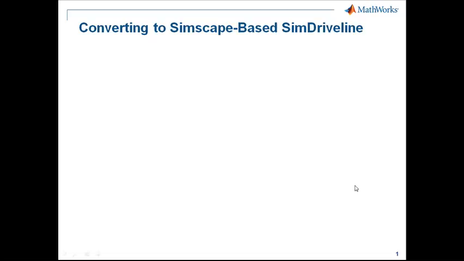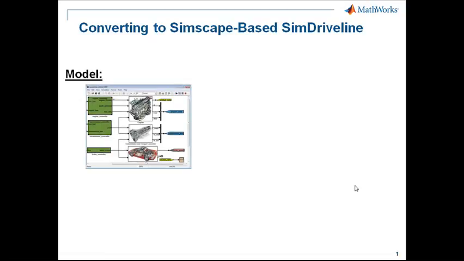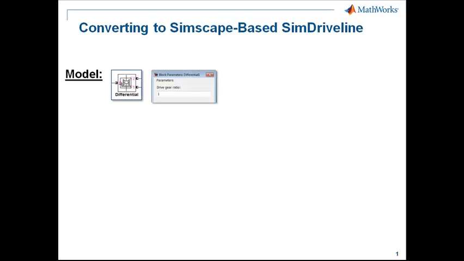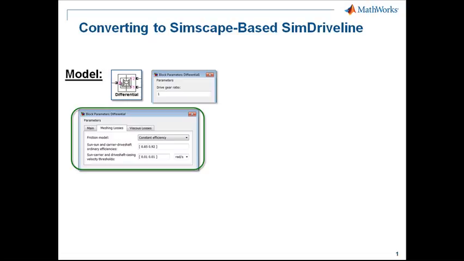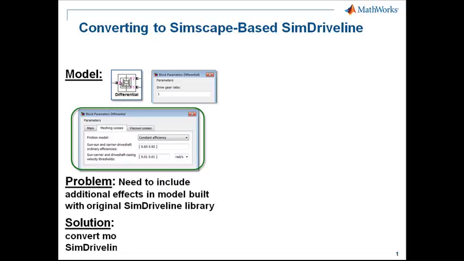In this demonstration, we're going to show how you can convert to Simscape-based SimDriveline. Our model consists of a vehicle powertrain built using the original SimDriveline library. The components in this model are ideal, and we would like to add additional effects into our model, including friction losses. To do that, we're going to convert to the Simscape-based SimDriveline library.